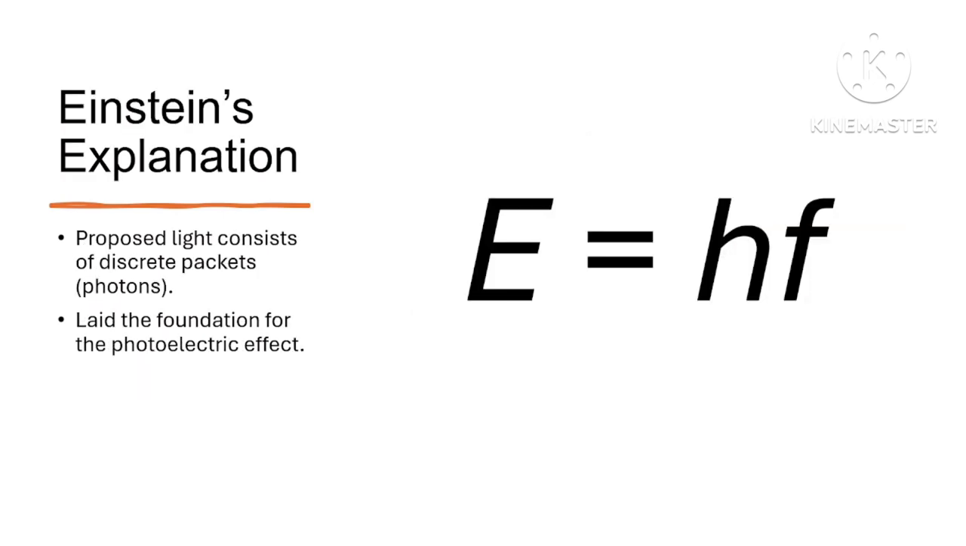In 1905, Albert Einstein proposed a groundbreaking explanation for the photoelectric effect. He suggested that light is composed of discrete packets of energy called photons. The energy of a photon is given by the equation E = hf, where h is Planck's constant and f is the frequency of light.